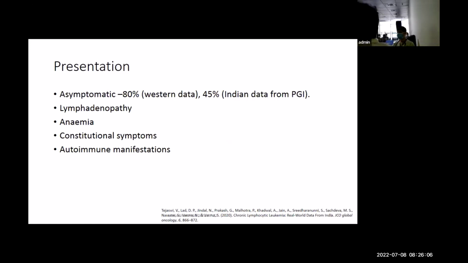Presentation: 80% of the patients present in an asymptomatic fashion, diagnosed incidentally. This is the Western data, and the Indian data from PGI is 45%. So almost 50% of your patients are going to walk into your clinic with a report saying that they were diagnosed incidentally while doing some tests, and they found that the lymphocyte count was high. The rest 50% will present to you with lymphadenopathy, with features of anemia, with constitutional symptoms in the form of weight loss, fatigue, and lastly, autoimmune manifestations.